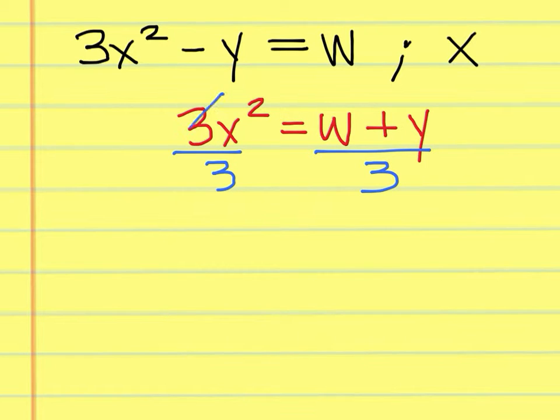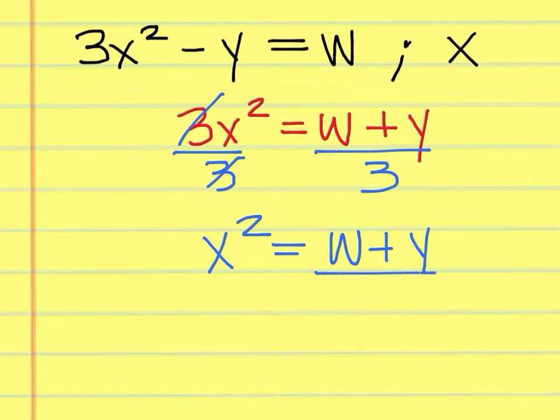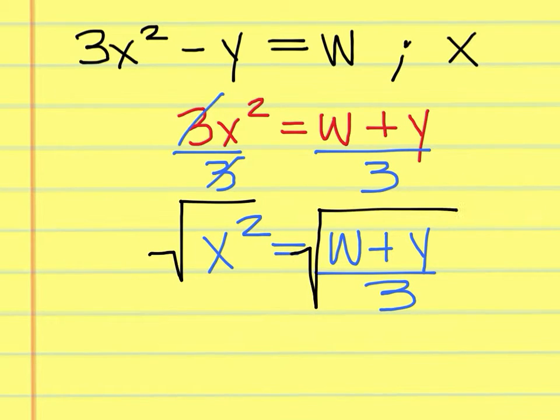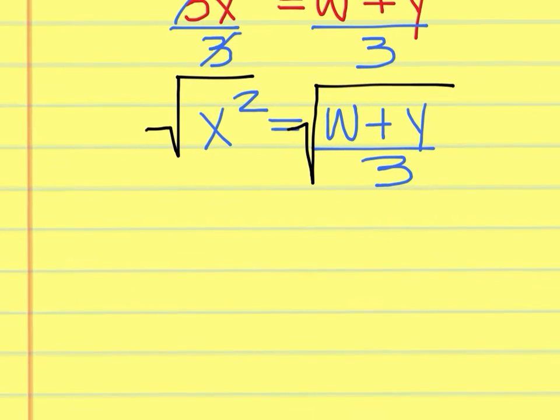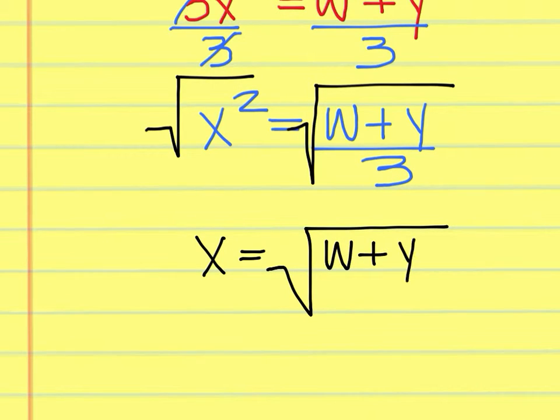When we do that, these 3's cancel and we're left with x squared equals (w plus y) over 3. To get rid of the square, we must find the square root of both sides. And that leaves us with x equals the square root of (w plus y) over 3.